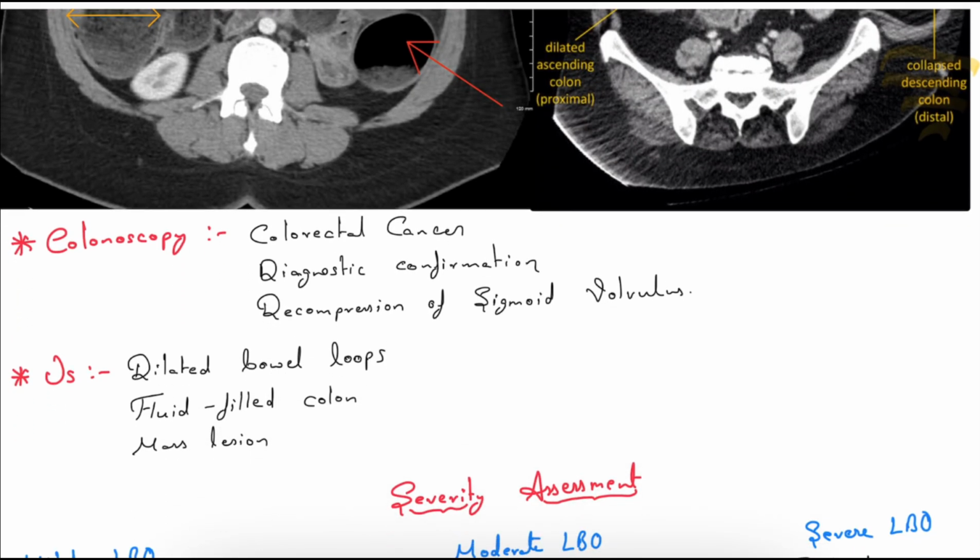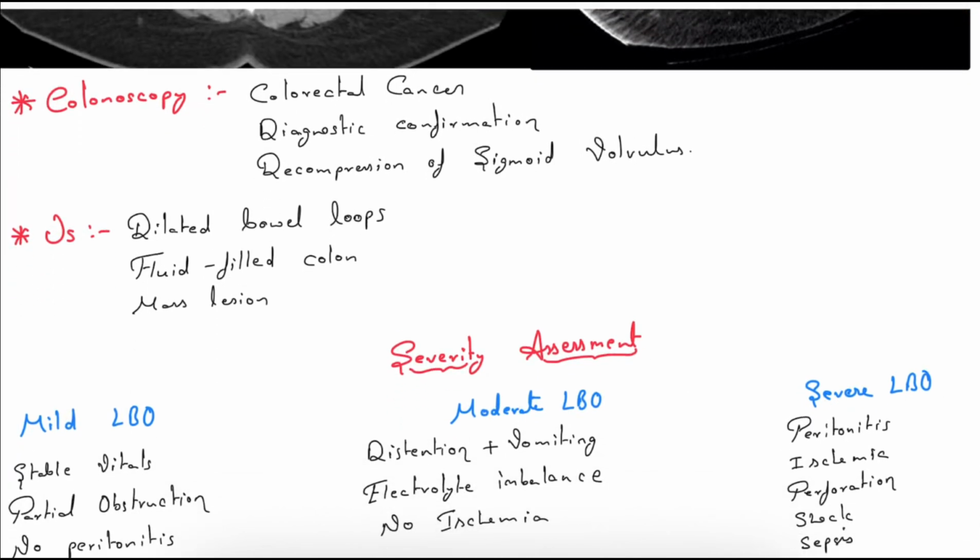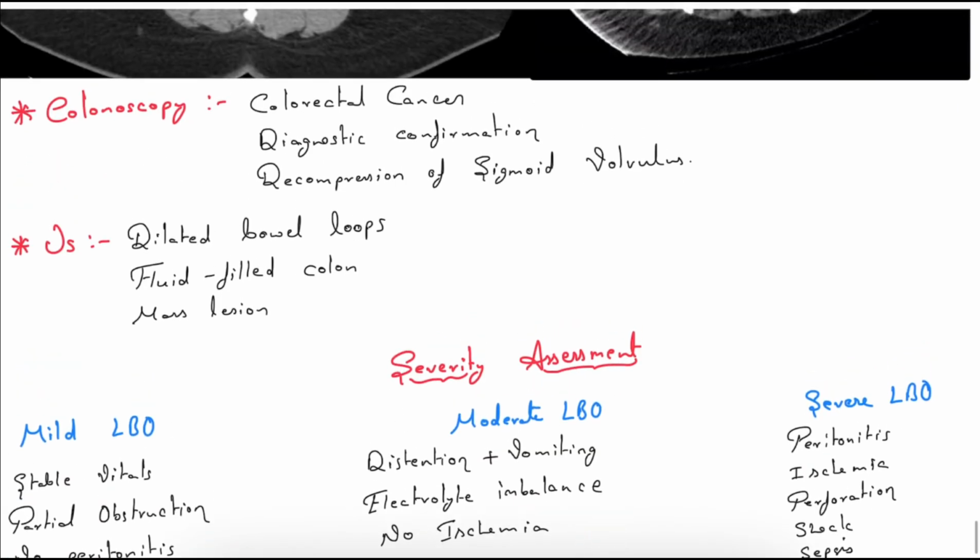So next you can see here, that is colonoscopy. When we have to do colonoscopy: colonoscopy will help for elderly patients and selected cases. The colonoscopy indications are suspected colorectal cancer, diagnostic confirmation, and decompression of sigmoid volvulus. In contraindications, if the patient has peritonitis, perforation, or severe instability, we can't do colonoscopy, and it is diagnostic and therapeutic in sigmoid volvulus with colonoscopy. Okay.